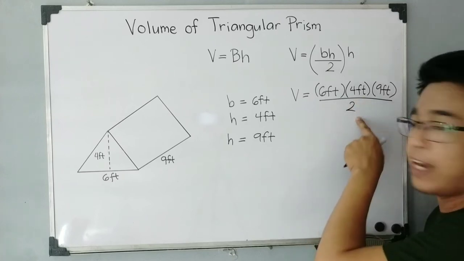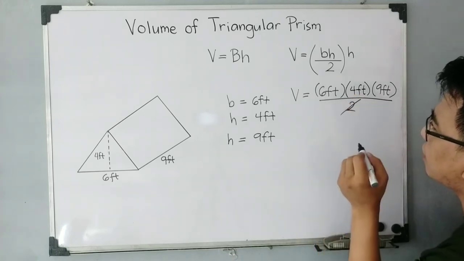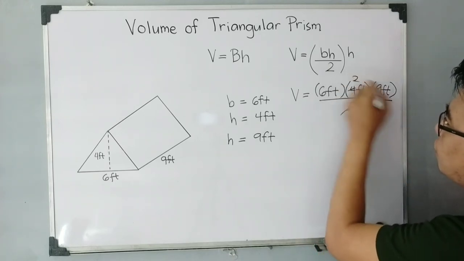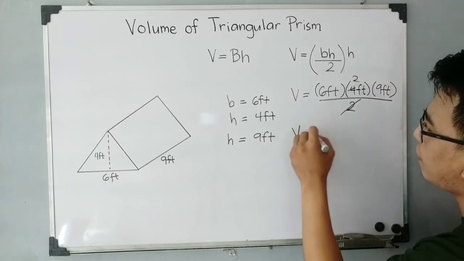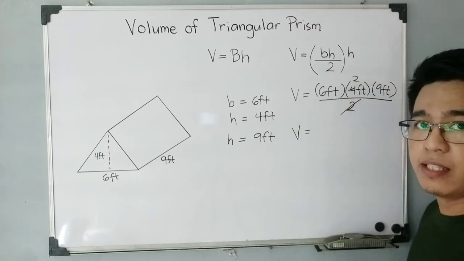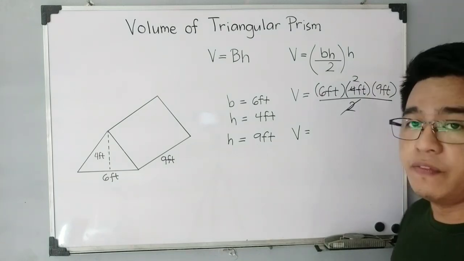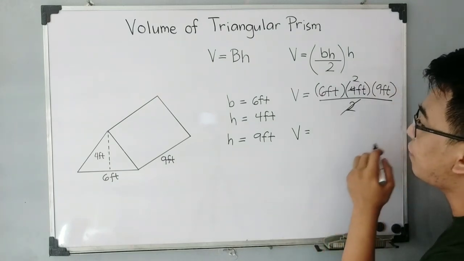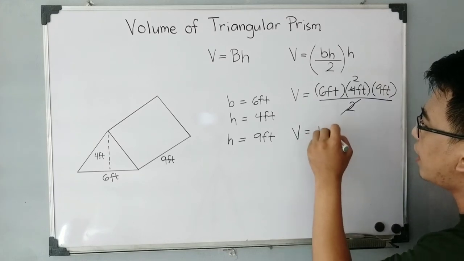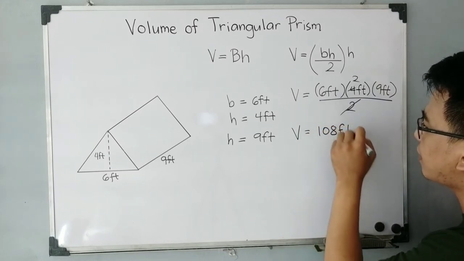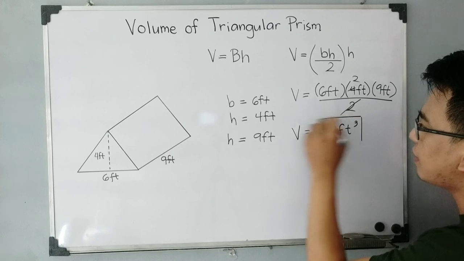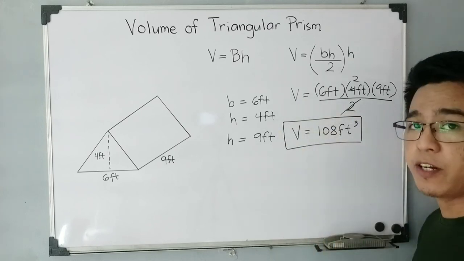I will choose 4 divided by 2. And we can cancel this one, and this will become 2 feet. So we still have 6 feet times 2 feet. That will give us 12 feet squared times 9 feet. That will give you 108 feet cubed, because we're trying to calculate for the volume.